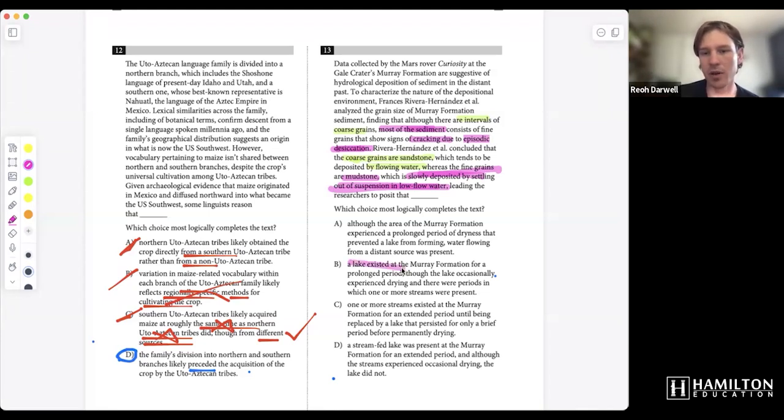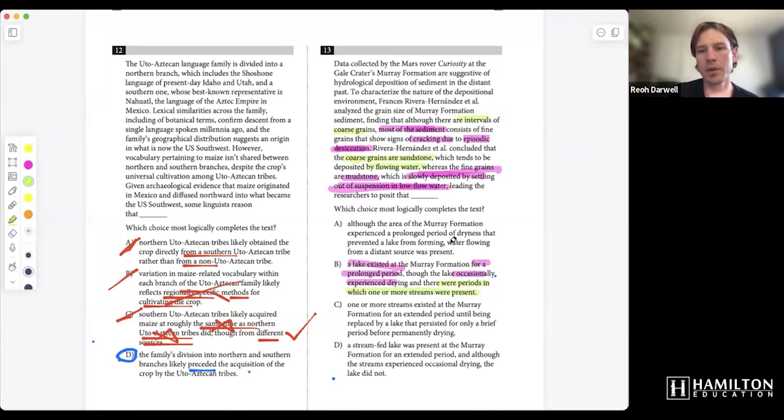So we have a lake for a long time, good. And it occasionally dried, good. And then there were also periods in which some streams were there, all right? So B has everything we need. Let's look at these other ones.